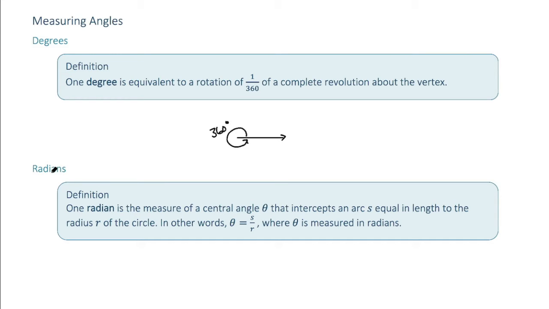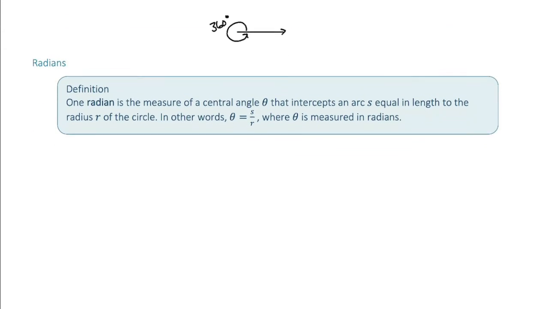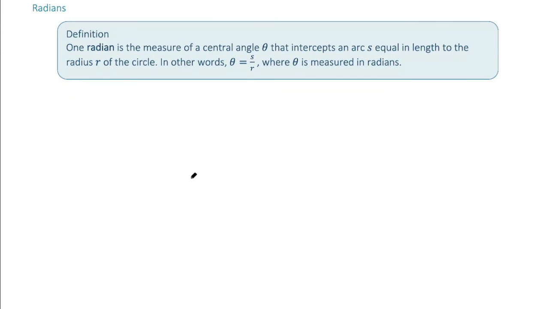A radian is actually a little bit more intuitive as far as what it is. A radian actually has to do with a circle. So I'm going to go ahead and draw a circle here, and if I draw a ray, now this circle has a radius. If I draw that from the center out to the circle, this is a radius r.